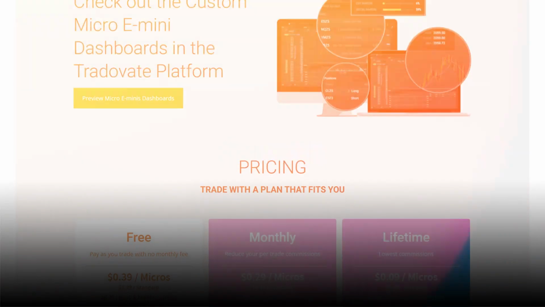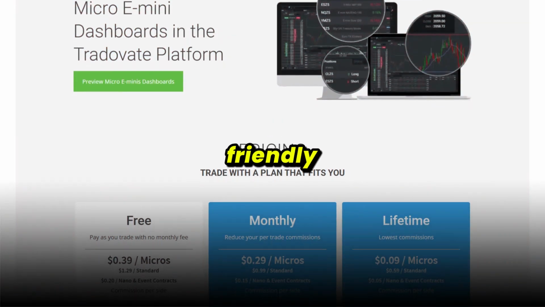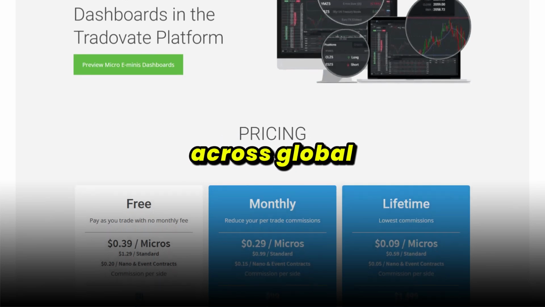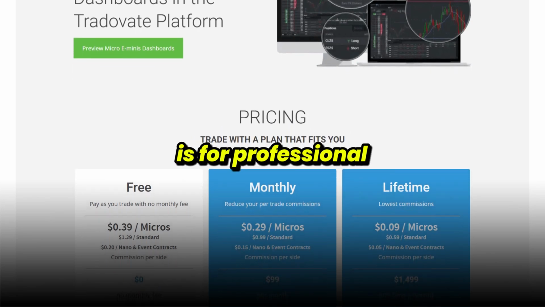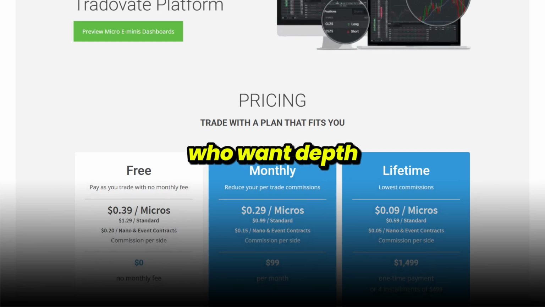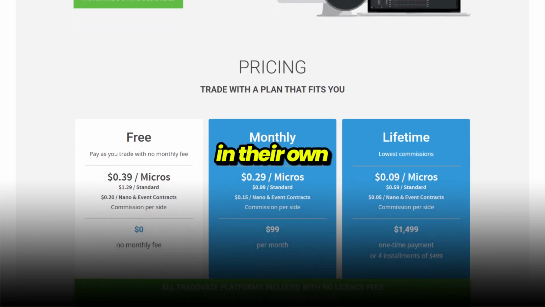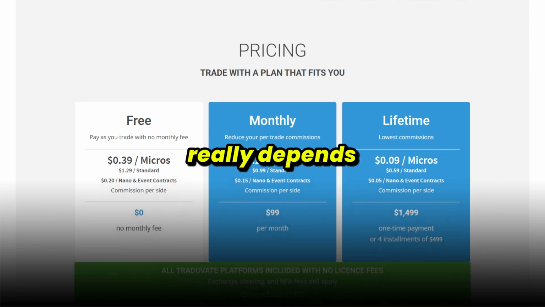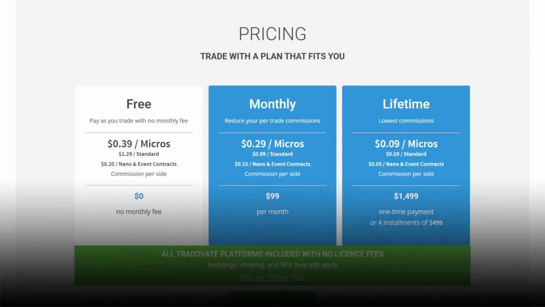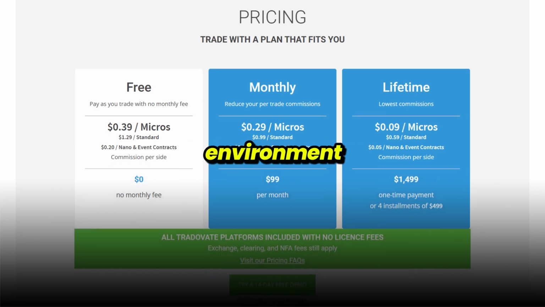In short, Plus500 is for beginner-friendly CFD trading across global markets, while Tradovate is for professional-level futures traders who want depth, speed, and flexibility. Both are powerful in their own way, but your choice really depends on whether you want simplicity or a more advanced futures trading environment.